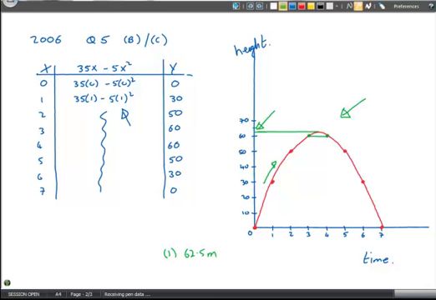Part 2 of the question. The height of the ball after 5.5 seconds. Well, 5.5 seconds, that's a time. So I'm going to scan along the x-axis. I'm going to find 5, then 5.5. I'll go straight up and straight across. And again, as accurate as you can.